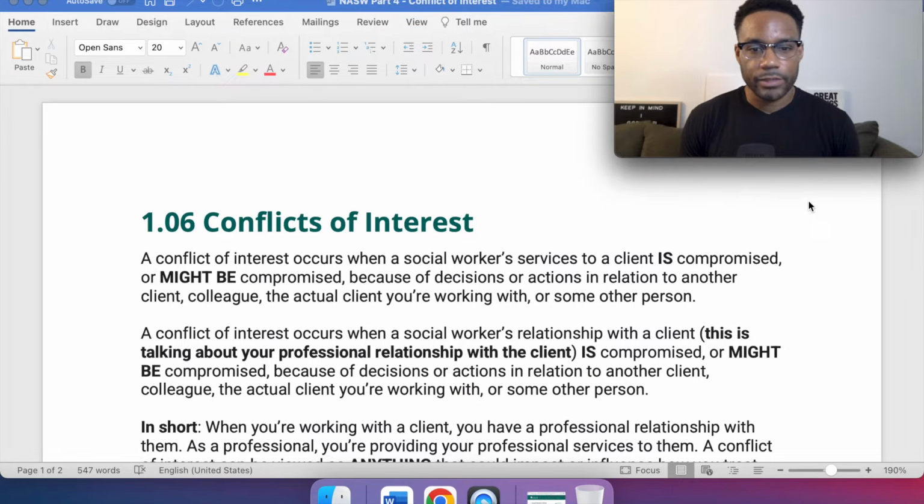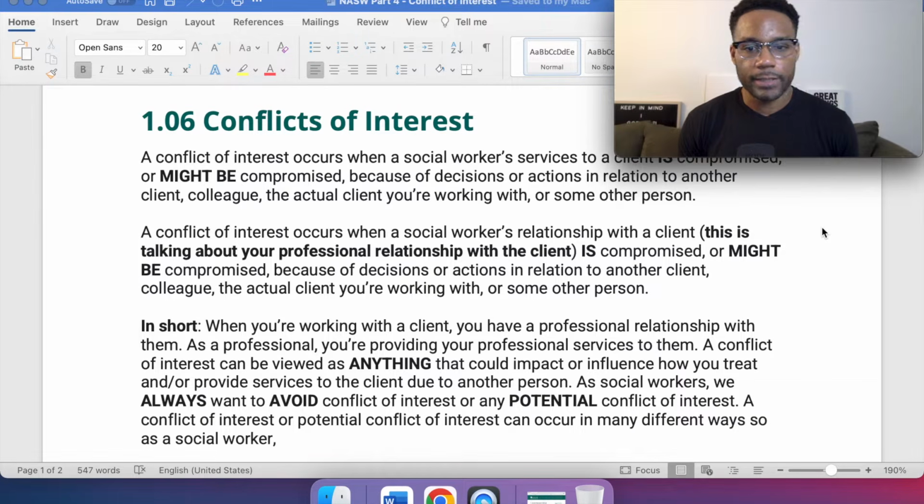A conflict of interest occurs when a social worker's relationship with a client, this is talking about your professional relationship, is compromised or might be compromised because of decisions or actions in relation to another client, colleague, the actual client you're working with, or some other person. In short, when you are working with a client, you have a professional relationship with them. As a professional, you're providing your professional services to them. A conflict of interest can be viewed as anything that could impact or influence how you treat and or provide services to the client due to another person.